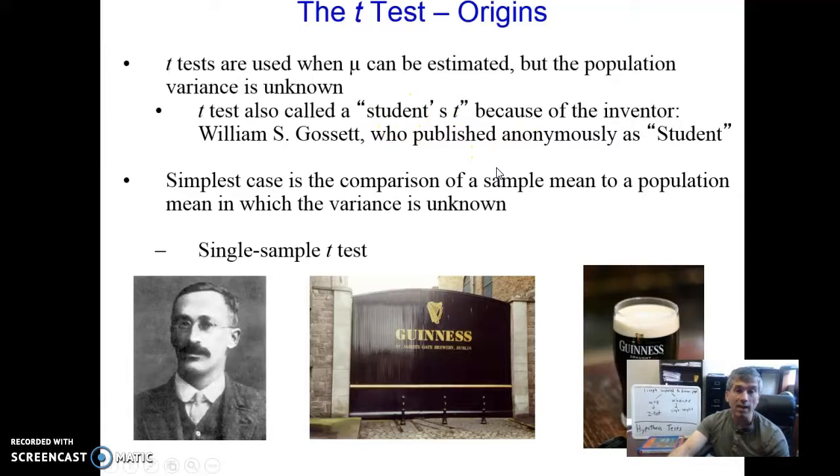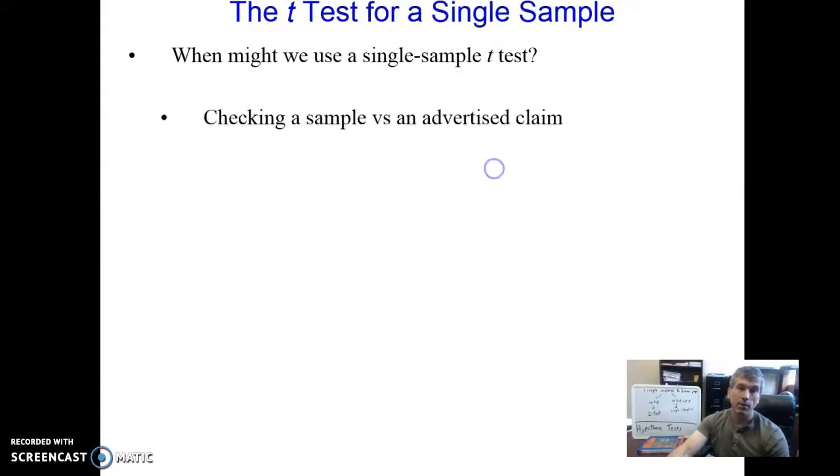Anyway, again, the simplest case of a t-test is one sample compared to a population mean that we know or can easily estimate, but the variance is unknown. We're going to have to figure out how to get that variance. So when might we use it? We might check a sample versus an advertised claim. Remember we mentioned that Doritos example?